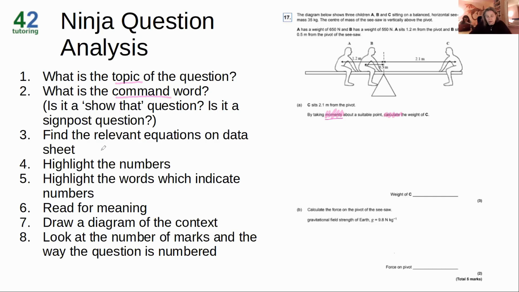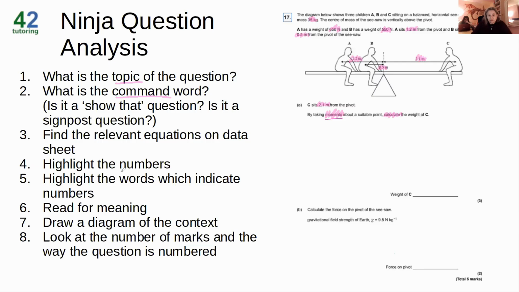The next thing you're going to do is highlight the numbers in your question. Okay, so I'm going to go through and highlight my numbers. I've got 35 kilograms, I've got 650, 550, 1.2 meters, 0.5 meters, 2.1 meters. Have I got any others? Okay, I've got 1.2 meters, 0.5 meters and 2.1 meters on my diagram. Anything else? I think that might be okay.